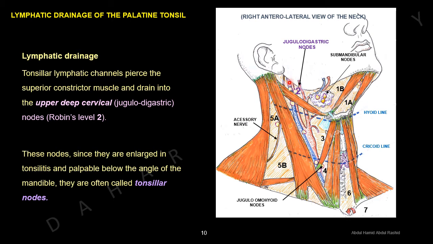This upper deep cervical nodes, jugulo-digastric nodes, is always or most of the time enlarged in tonsillitis and palpable below the angle of the mandible. Therefore, they are often called tonsillar lymph nodes.